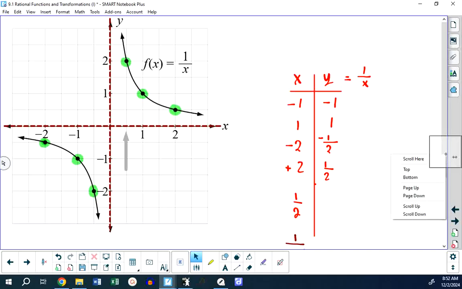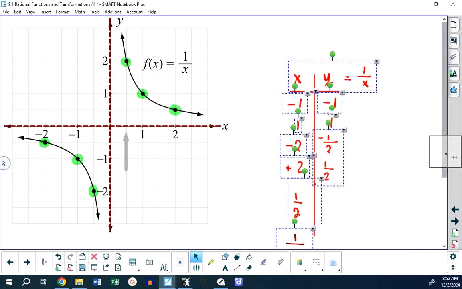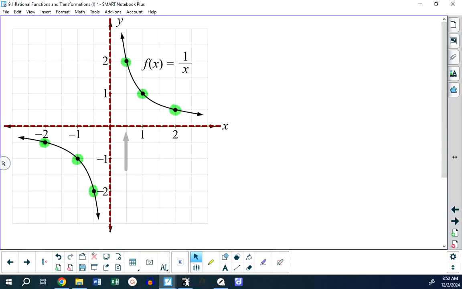I'm going to get rid of this table of values. I don't think you really need it. If you've written it down, you get the point. Well, there's a vertical asymptote.